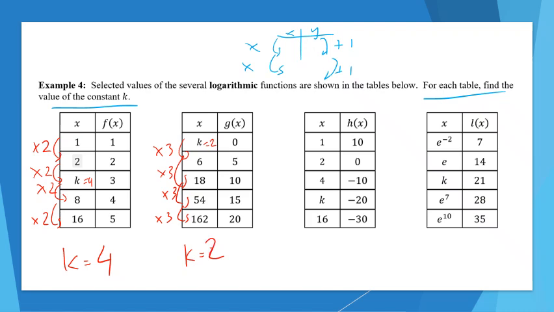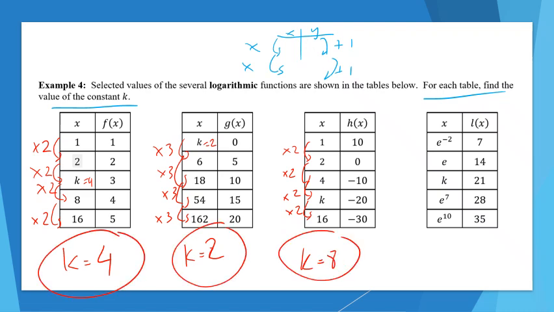So k equals 2 for the next one. This one, looking at this is also pretty easy. Times 2 times 2 times 2. So k should be 8 here. And then the final one, we have e's.